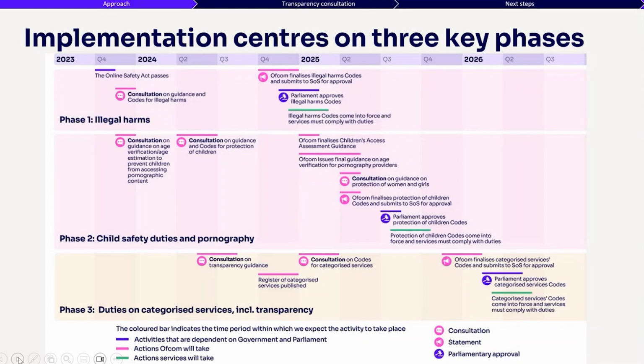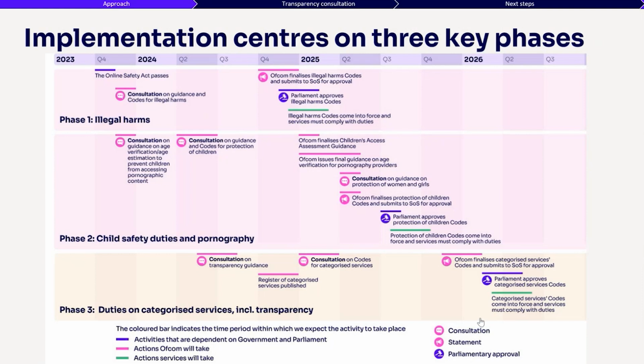The second phase of work is focused on the child safety duties and requirements, a duty around pornography, particularly for porn providers. That consultation on protecting children closed recently, and we're working through those consultation responses. We are still expecting to publish our statement early next year, so we're on track for that as well. And then the final phase of work focuses upon duties for categorised services.